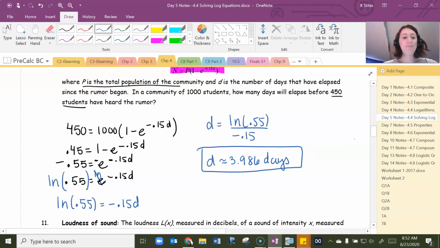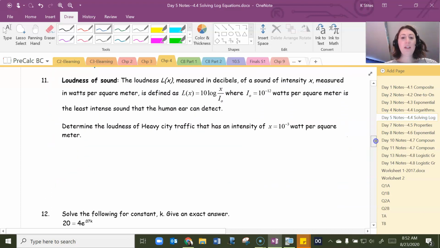Okay, let's try another one. Loudness of sound. The loudness, L of x, measured in decibels of a sound of intensity x measured in watts per square meter is defined by this guy right here, where I sub 0 is 10 to the -12 watts per square meter, and that's the least intense sound that the human ear can detect. Determine the loudness of heavy city traffic that has an intensity of this guy.